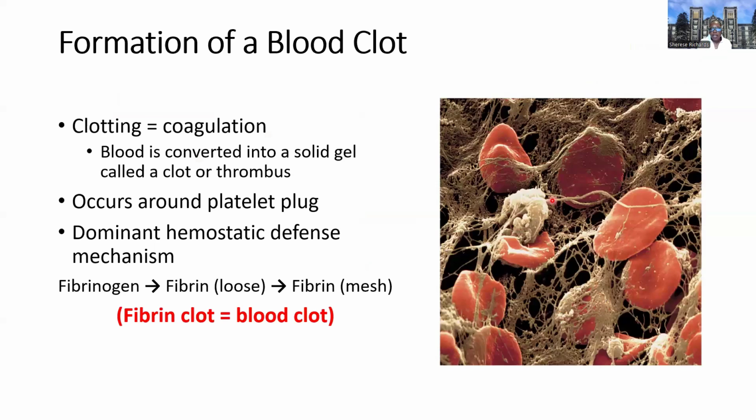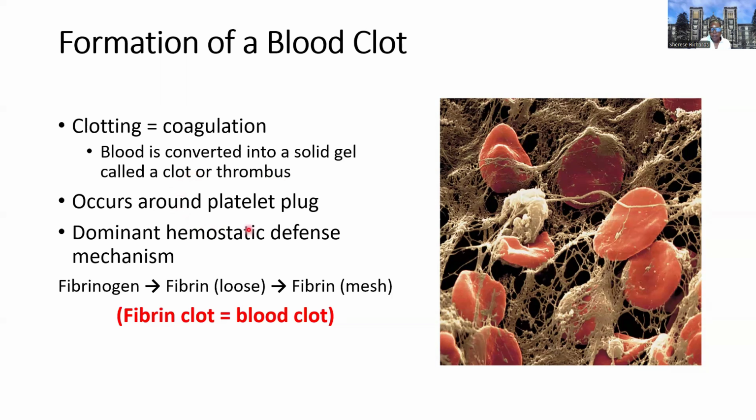Now let's talk about the blood clot formation. So we go from a plug, which is a temporary hemostatic mechanism, so temporary blockage of the site of injury, and then we're going to convert that into a more secure, more permanent blood clot. So clotting is coagulation. It's where we convert the blood into a solid gel-like structure that will create a clot or a thrombus and actually heal the site of injury.